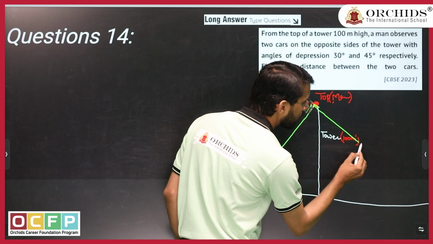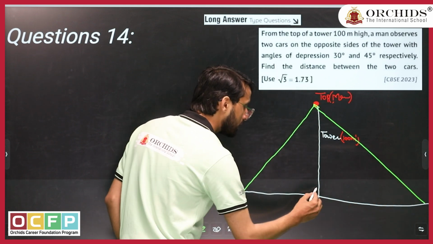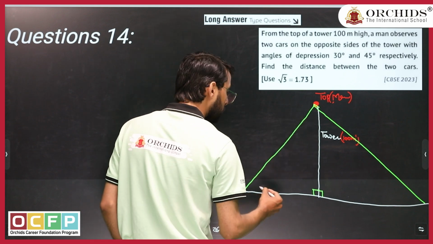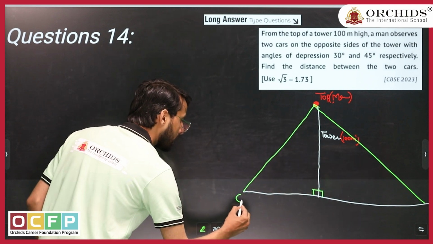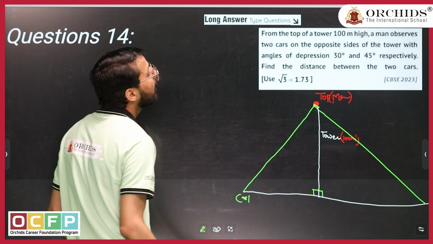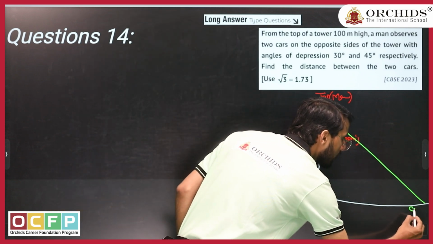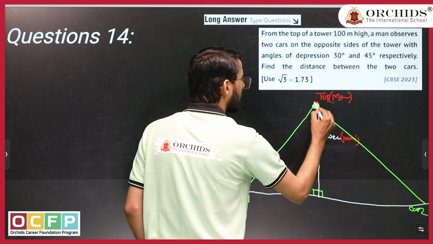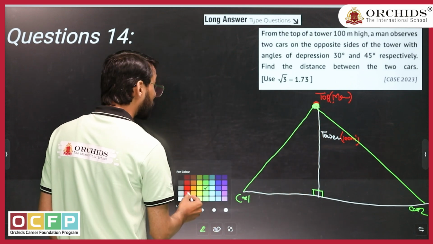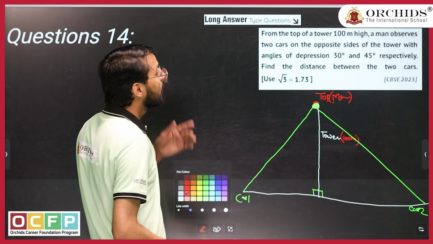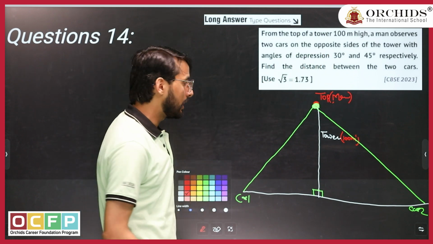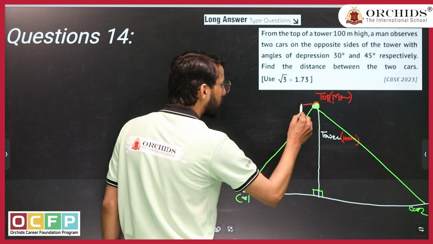So this line will go like this. Now, this is your 90 degree, this will be 2 angles between car 1 and car 2. Now, this is your point. Now, from the top, what is written in the third line: with angle of depression 30 degree and 45 degree respectively. So it means there is a depression angle.